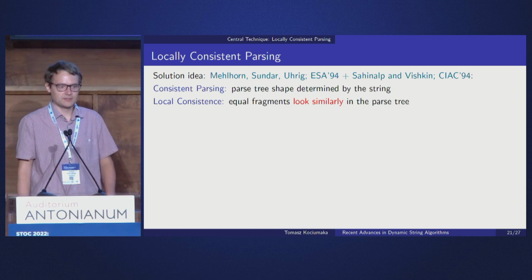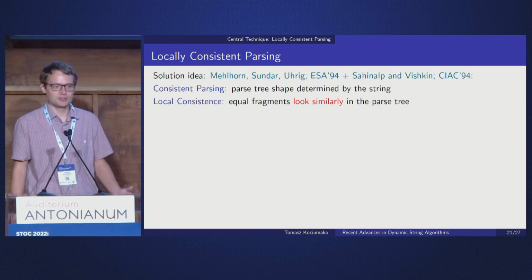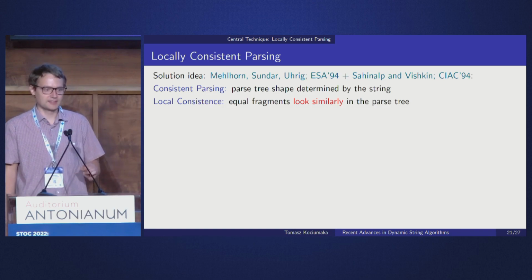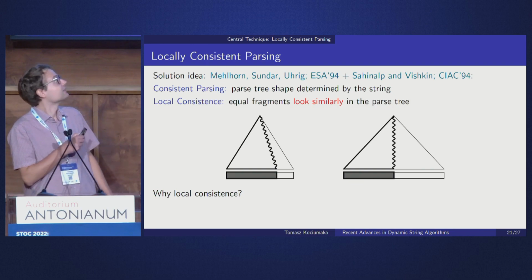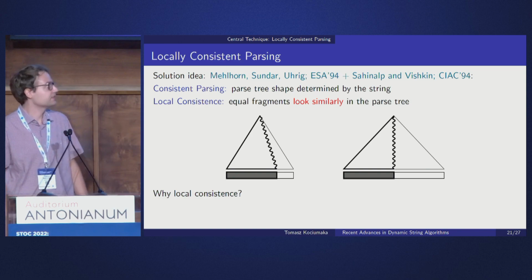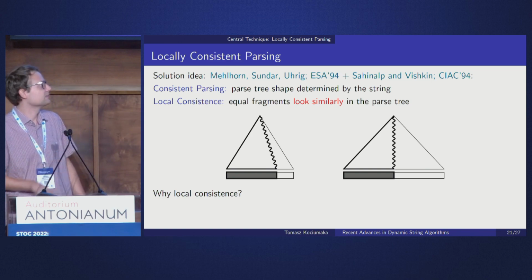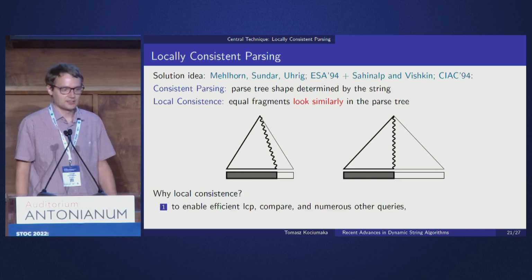And we want to have this property not only globally for the entire string, but also locally. So whenever a string has two equal fragments, what's on top of them in the parse tree should also be very similar. So why is it useful? For example, if you want to compute the longest common prefix, when we are guaranteed that what's on top of the longest common prefix is pretty much the same, we can quickly skip this common part and descend from the root immediately using some pretty short path to the position of the first mismatch between the two strings. So that's very useful for LCP, for comparisons, in which case it gives some polylogarithmic time speedups.